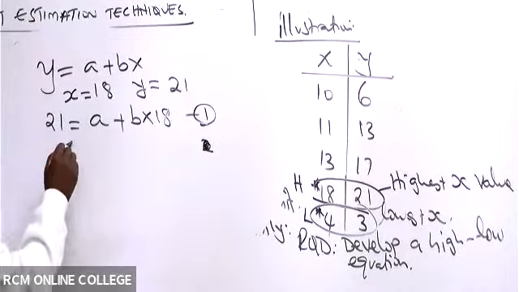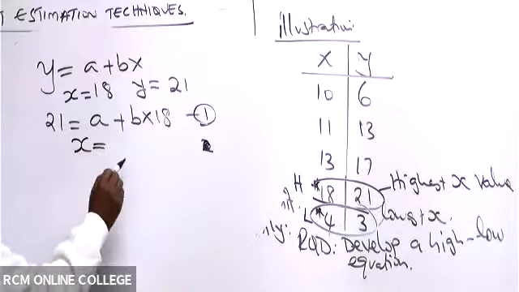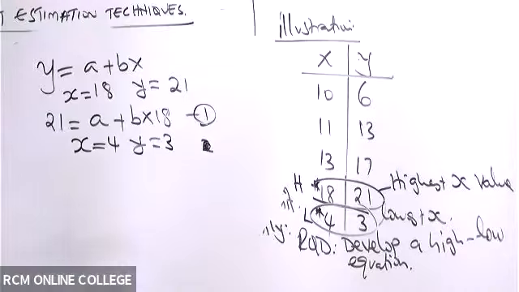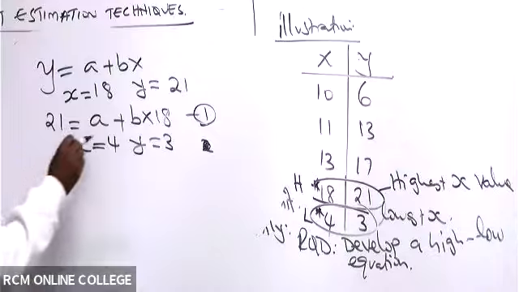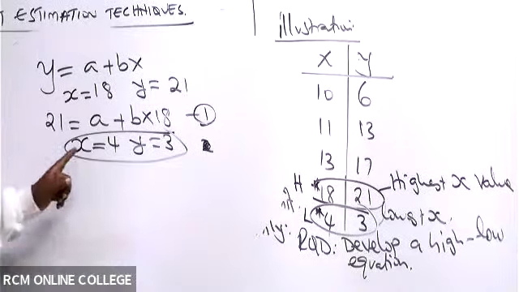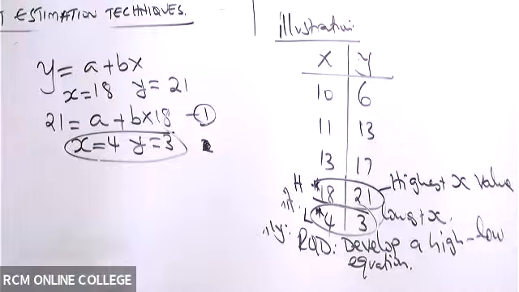Is there somebody who can try setting up equation 2 for me? Remember, in equation 2, the low point, x is 4 and y is 3. Can somebody try writing this equation number 2 out of this second point? Let me give you 1 minute. Remember, you are substituting these values in this general equation. Do we have the second equation, somebody?